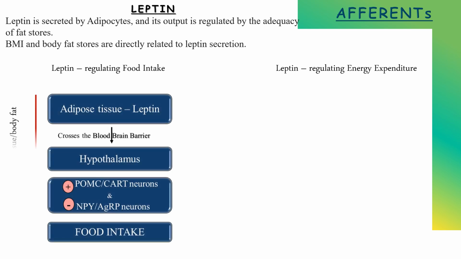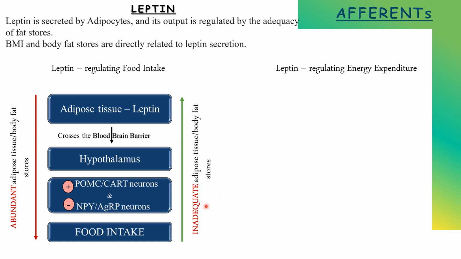We have seen earlier, when you have an adequate amount of adipose tissue in your body, there will be increased secretion of leptin, which will stimulate the POMC CART set of neurons, thereby decreasing the food intake and increasing the energy expenditure. On the contrary, when you have inadequate adipose tissue or body fat stores, there will be decreased secretion of leptin, stimulation of NPY AGRP neurons, and thereby an increase in your food intake and decrease in energy expenditure.